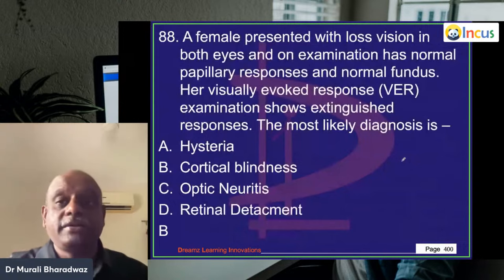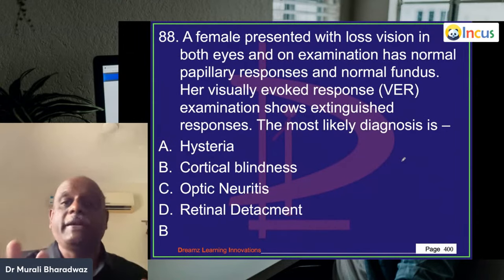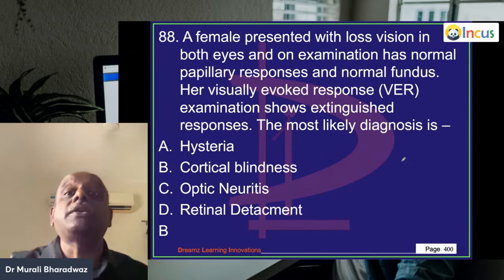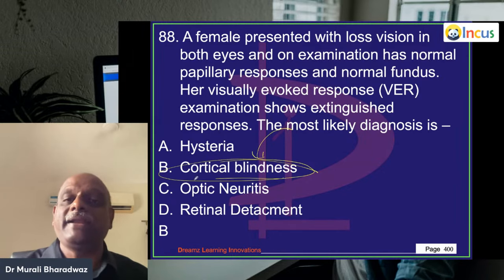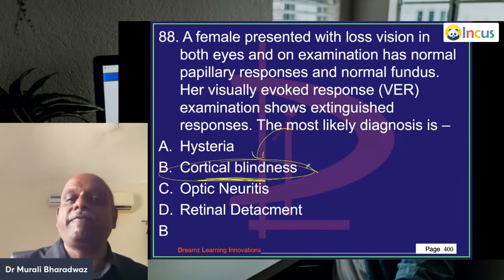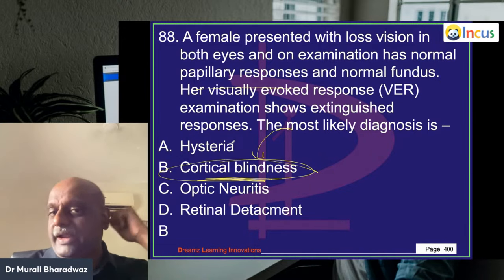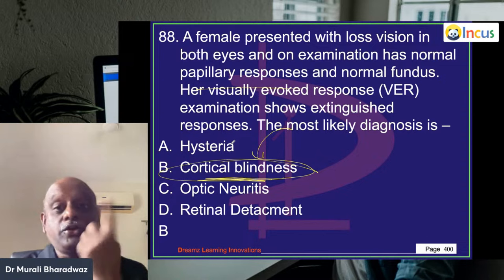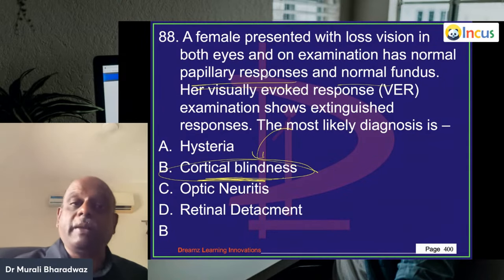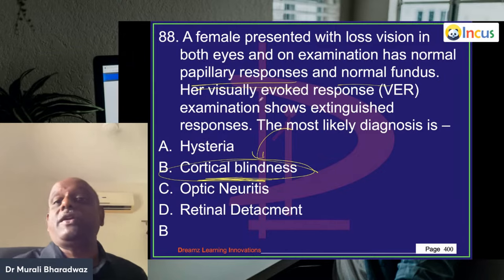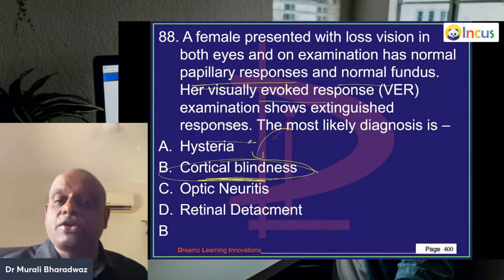A female patient, loss of vision, both eyes, normal pupil reflex, normal fundus, but visual evoked response shows extinguished response. That's a classical feature of cortical blindness. Normal pupillary reflex doesn't require communication with the cerebral cortex. It is all happening at the level of the midbrain. That's the reason for normal fundus and pupillary reflex, but extinguished visually evoked response: cortical blindness.